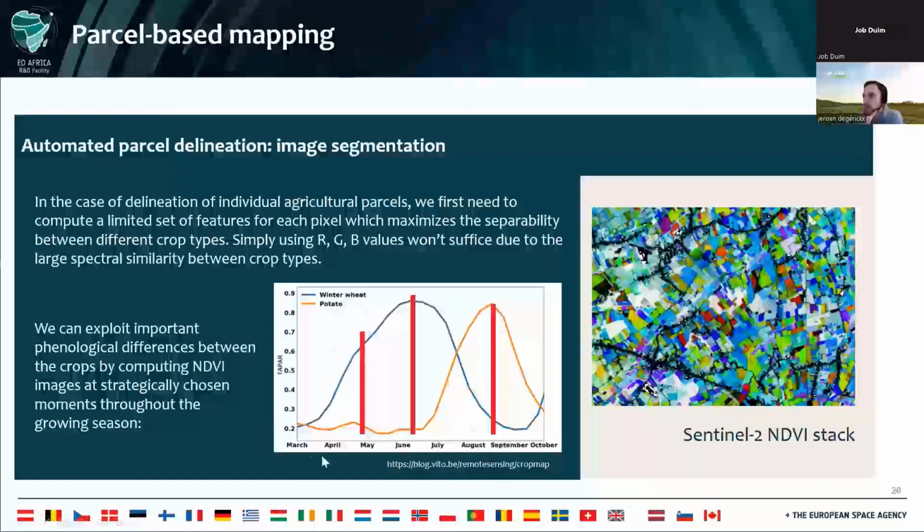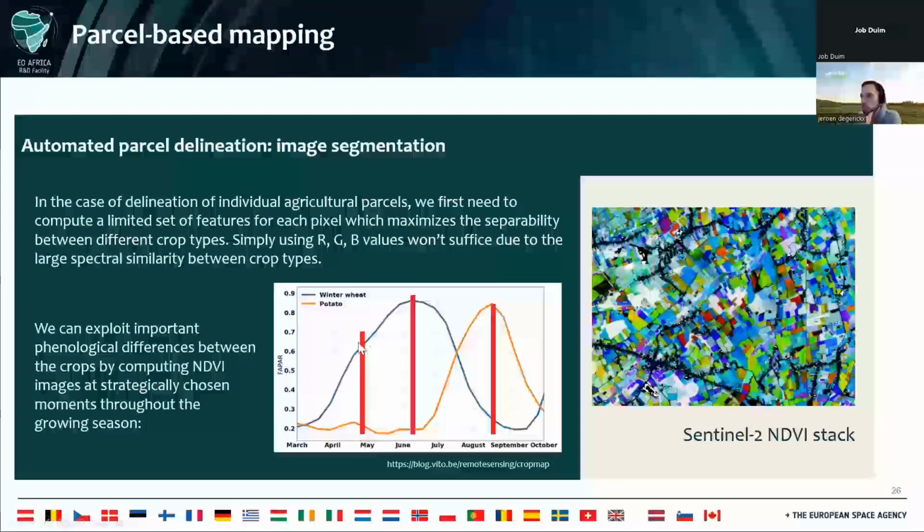So for instance, if you know that in a certain region, these two crops are very predominantly present, then you need to find a way to make the distinction between these two types of crops. And based on their typical temporal profiles, you could say, okay, I select these three moments in time as input for my segmentation technique because I know at these three moments in time, the two crops are most dissimilar. So it will be easier for the segmentation technique to make the distinction between a parcel of, in this case, winter wheat and a parcel of potato.